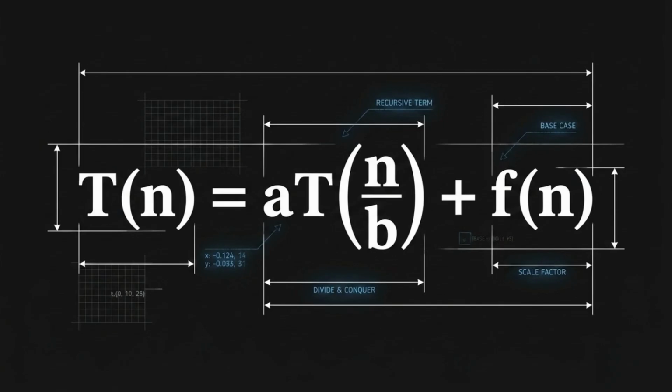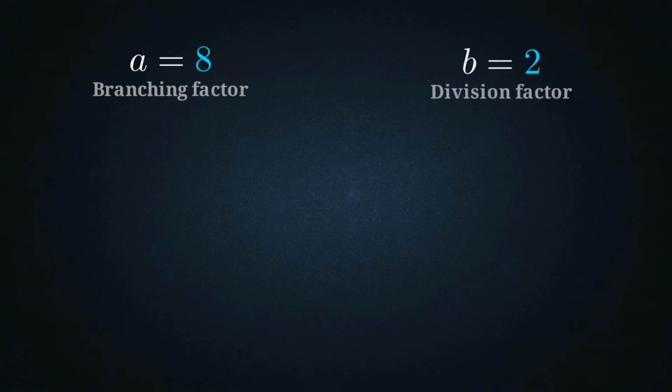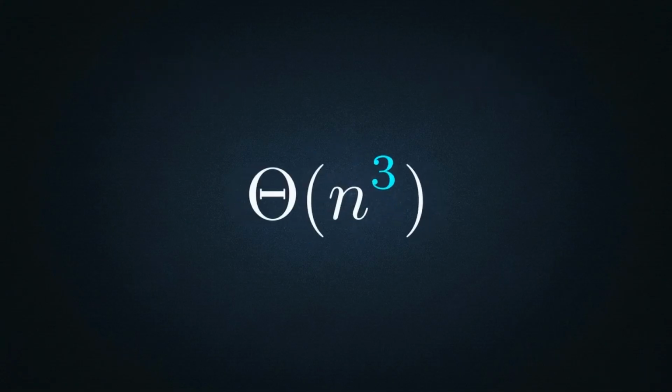We solve this using the master theorem to find the final complexity bound. The theorem focuses on 2 values, the branching factor, a, which is 8, and the division factor, b, which is 2. The theorem tells us to evaluate the logarithm base 2 of 8. The result of that calculation is 3. When we map that back into big O notation, we get theta of n cubed.